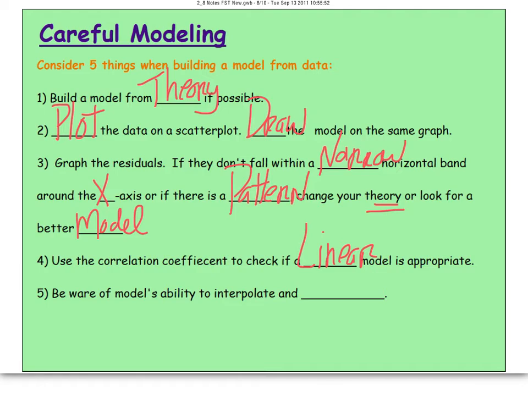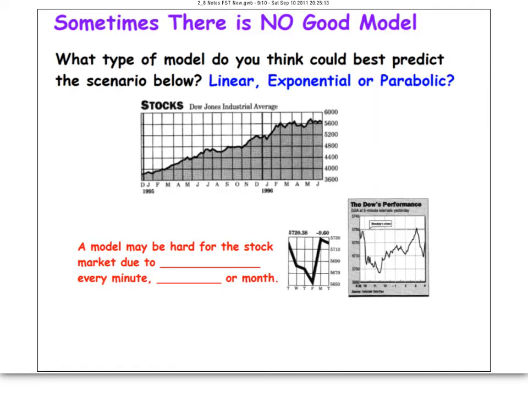The last thing they're going to tell you is be aware of the model's ability to interpolate and extrapolate. Remember, if you have your data in your scatter plot and all of your x values range from 1 to 10, and you want to make a prediction for x equals 15, that's outside of your data range. That means you're extrapolating. But if your x's go from 1 to 10 and you want to make a prediction for x equals 5, that's considered interpolation.